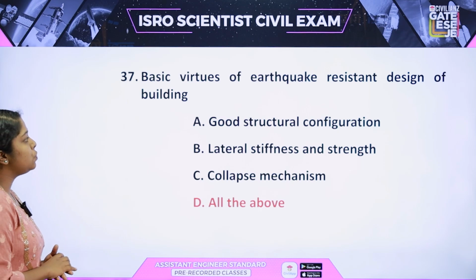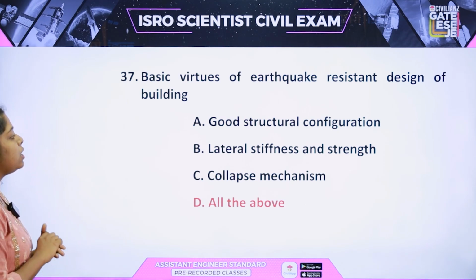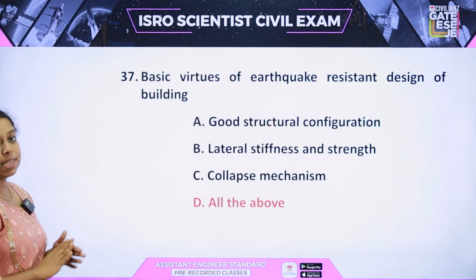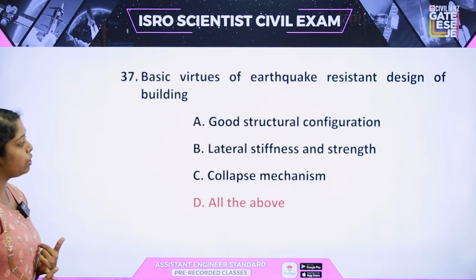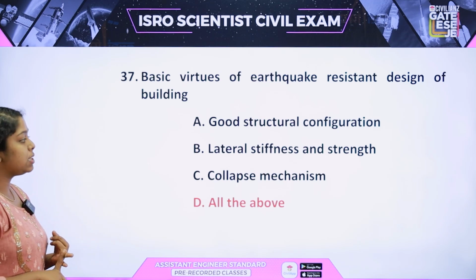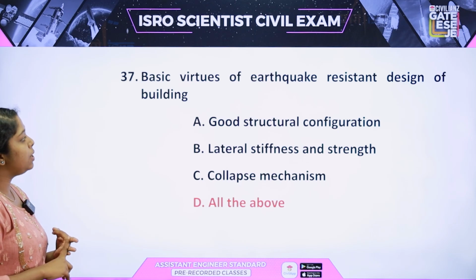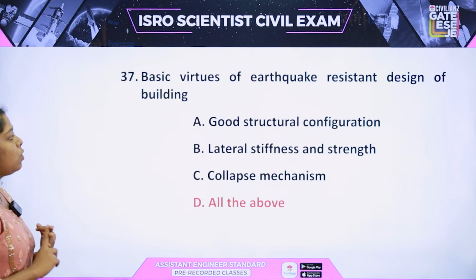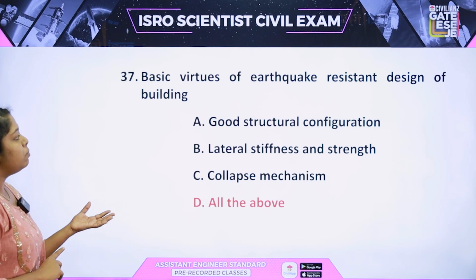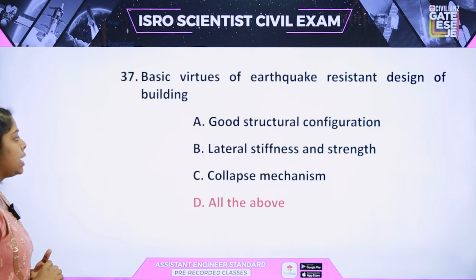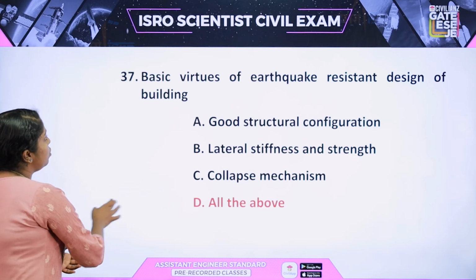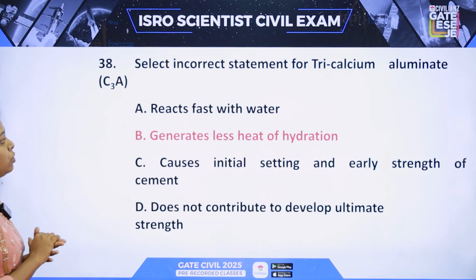The basic virtues of earthquake resistant design of the building is all these three, that is A, B and C, that is it should have a good structural configuration, lateral stiffness and strength should be good, and it should be good with regard to the collapse mechanism. So, these three are the basic virtues of earthquake resistant design. So, option D, all of the above, is the right answer.